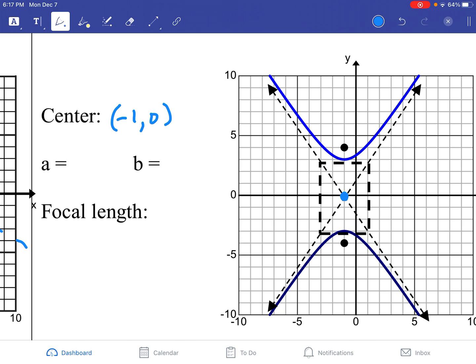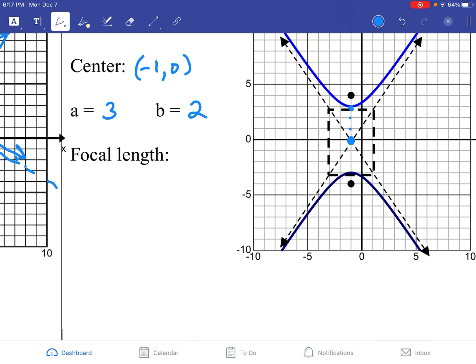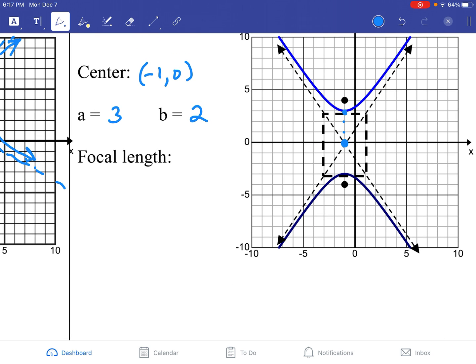All right. Your a value is always going to be the value that is where the graph is. So up 1, 2, let's say it's 3. So that's going to be 3 as your a value. Your b value is going to be 2. It's the other side-to-side part in this case. And your focal length, well, you don't need the focal length for this because that's not part of your equation.